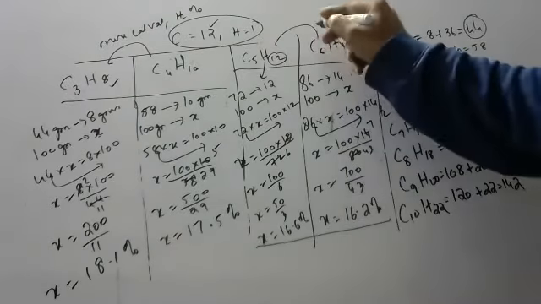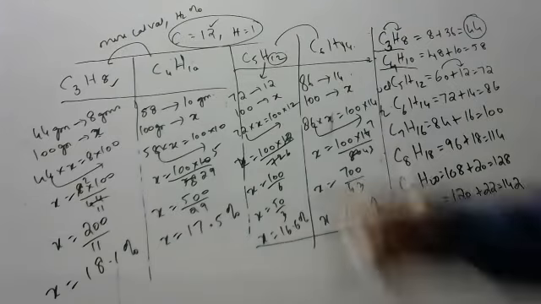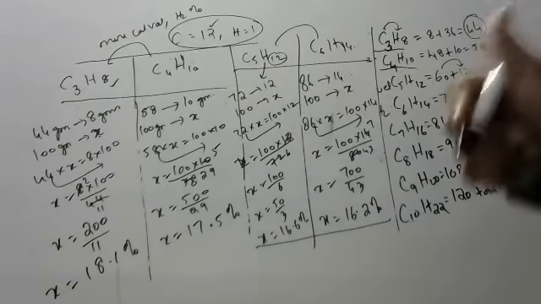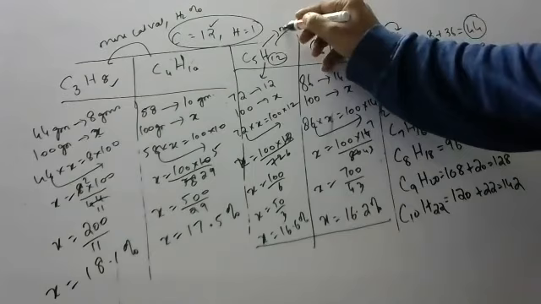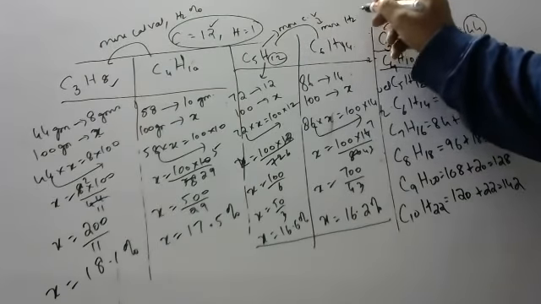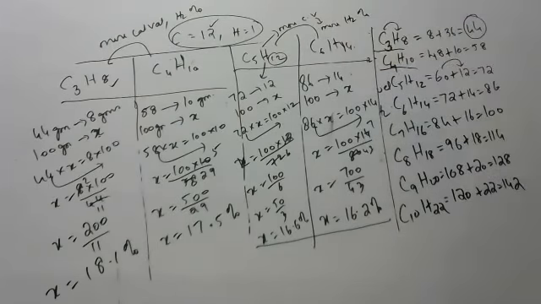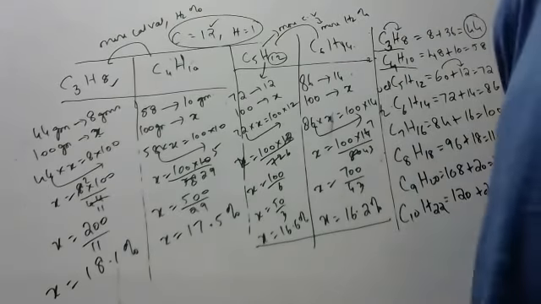Among pentane and hexane, which has more calorific value? C5H12, sir. Why more calorific value? Because it has more hydrogen percentage.